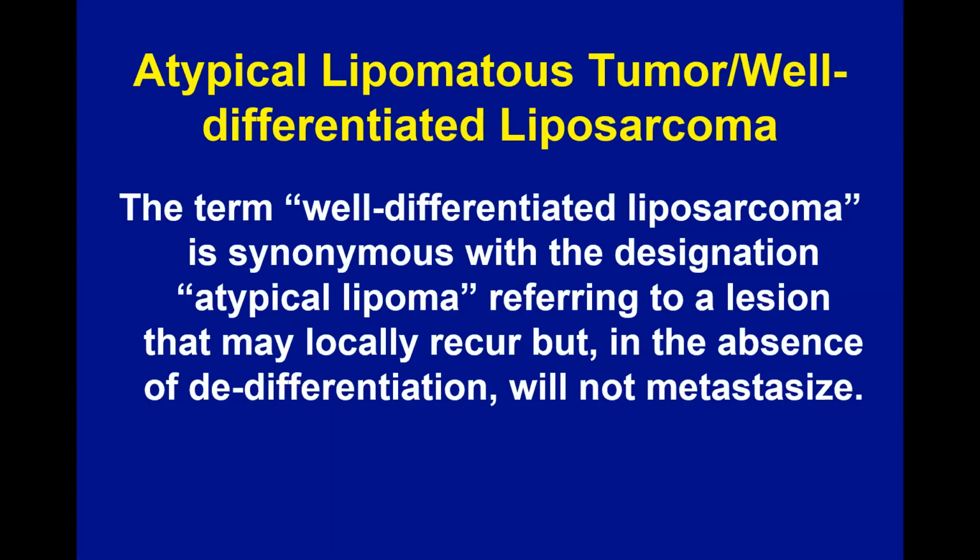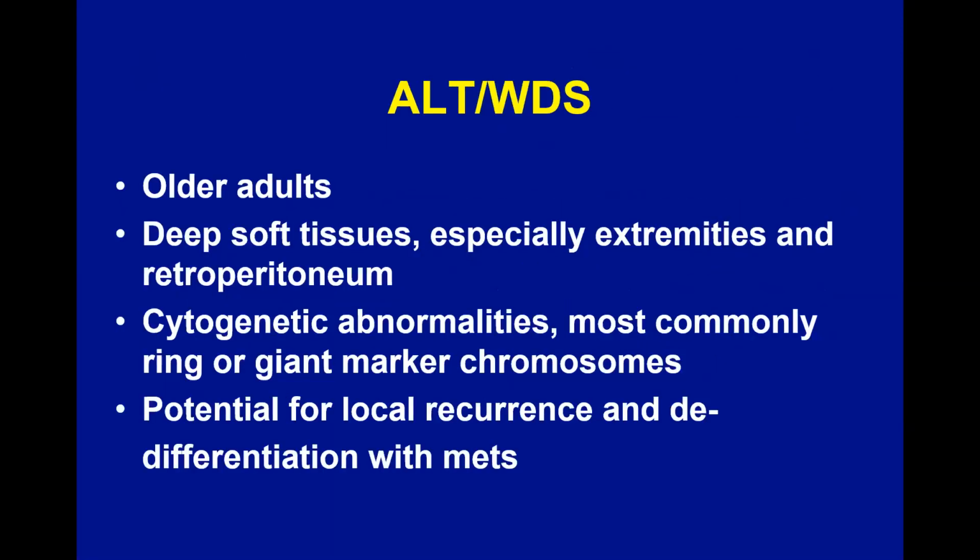And thus, the designation atypical lipoma was sometimes applied to those superficial lesions and intramuscular lesions, and well-differentiated liposarcoma was applied to those centrally located lesions with greater malignant potential. But again, we know that really we're talking about the same tumor occurring with the same biology and the same cytogenetic abnormalities. So let's talk a little about the clinical features.